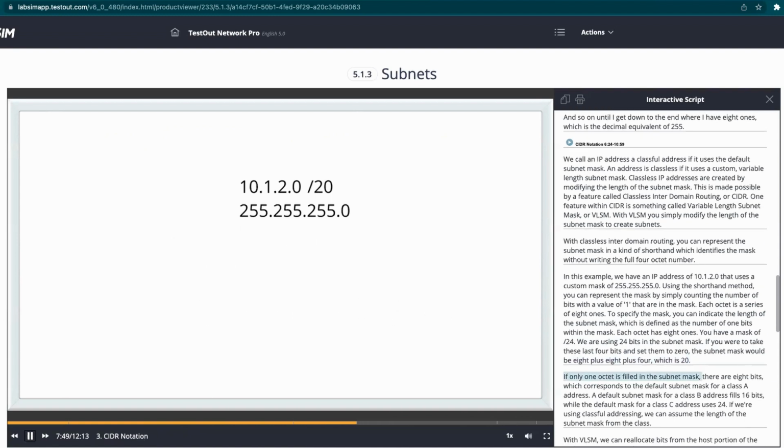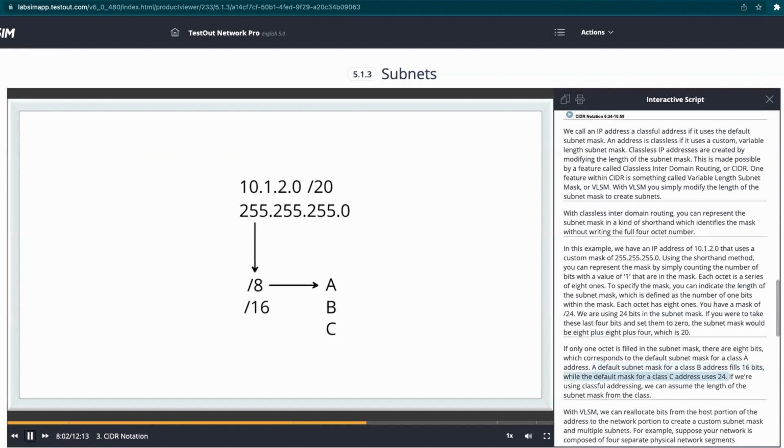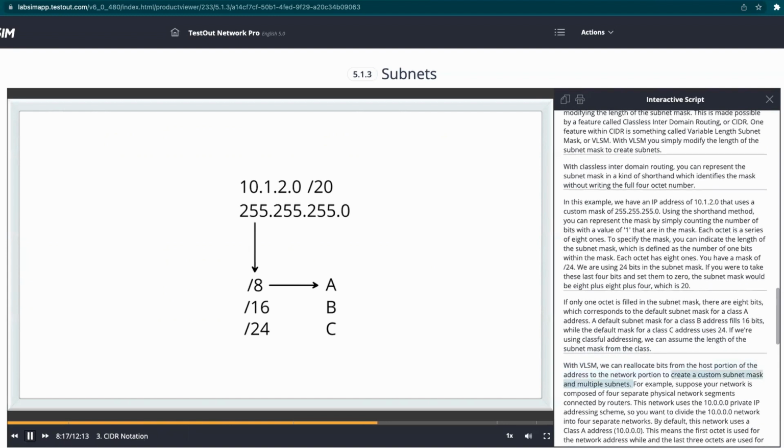If only one octet is filled in the subnet mask, there are 8 bits, which corresponds to the default subnet mask for a Class A address. A default subnet mask for a Class B address fills 16 bits, while the default mask for a Class C address uses 24. If we're using classful addressing, we can assume the length of the subnet mask from the class. With VLSM, we can reallocate bits from the host portion of the address to the network portion to create a custom subnet mask and multiple subnets.